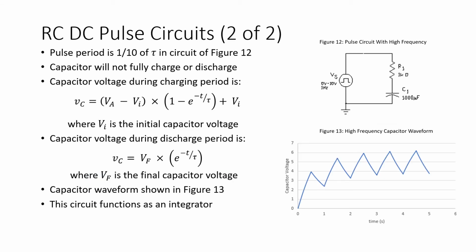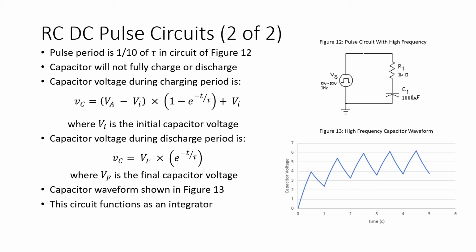Now, in figure 12, we look at an example of a circuit with, again, a DC pulse source. Yet note the frequency of the source voltage is now 1/10 of the time constant of the circuit. So the capacitor will not fully charge or fully discharge.